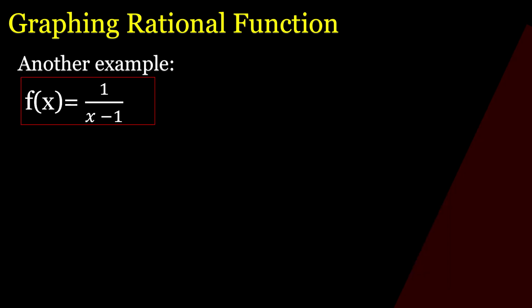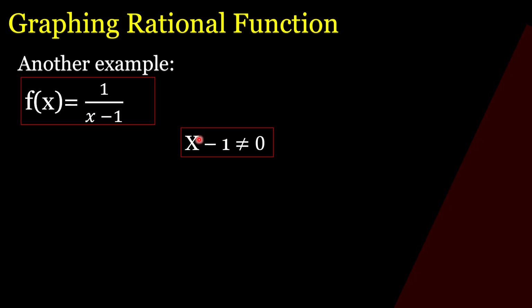So, next. Another example. F of x is equals to 1 over x minus 1. Kung gusto nyo sagutan, i-pause nyo lang yung video. So, kukunin muna natin yung denominator. So, x minus 1 should not be equal to 0. Di ba nga dapat hindi siya mag-0? So, ito yung gagawin natin. Kinuha lang natin itong x minus 1.